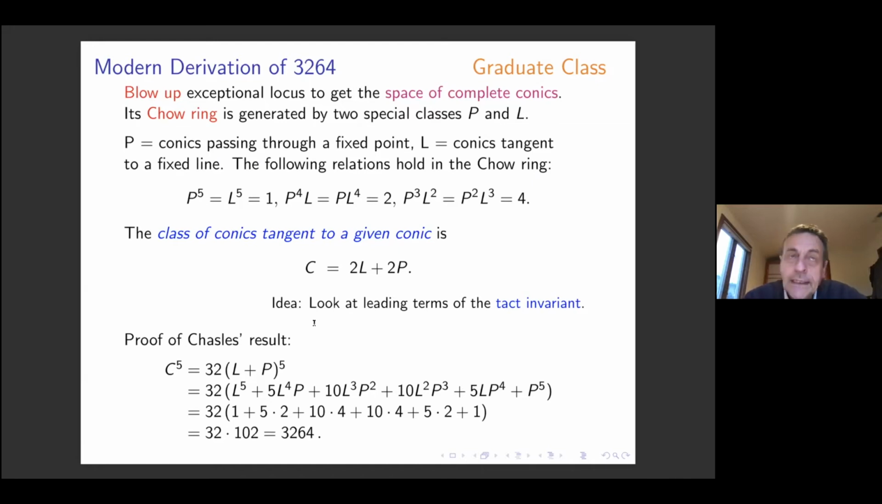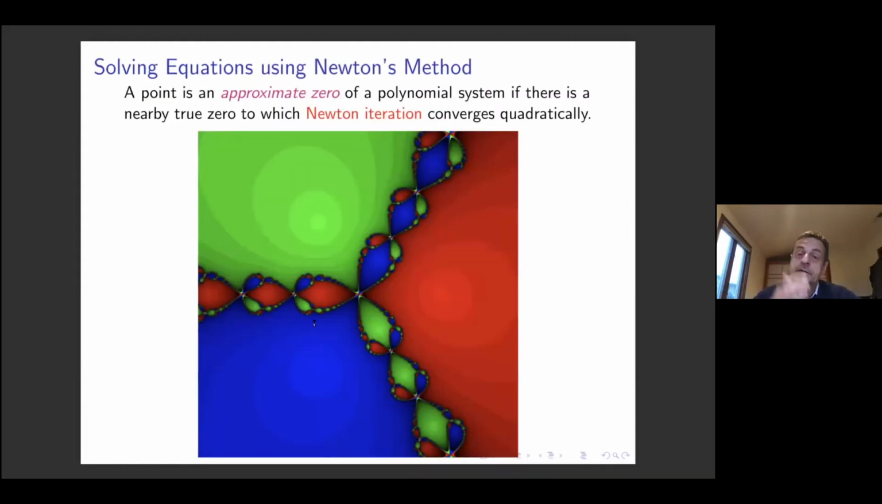Now, when you run a numerical method for root finding, often you're using a version of an iterative method such as Newton's method. Let me talk for a moment about Newton's method for solving polynomial systems. Now, this is kind of an interesting story, even in one variable. So this picture pertains to one degree three polynomial in one variable.